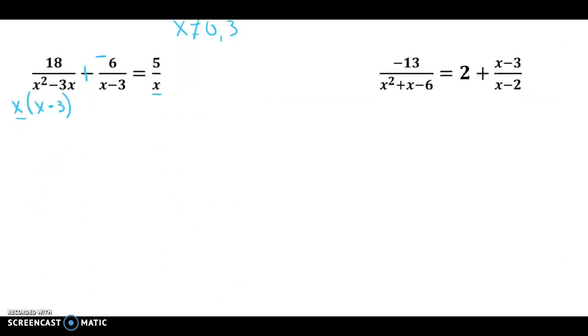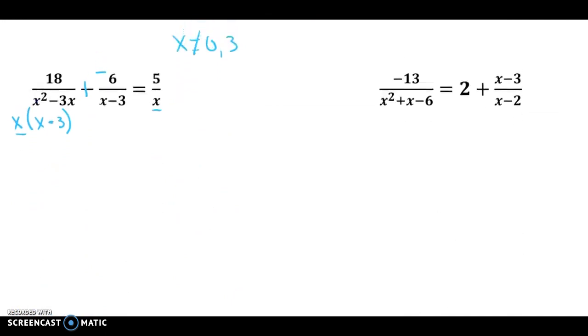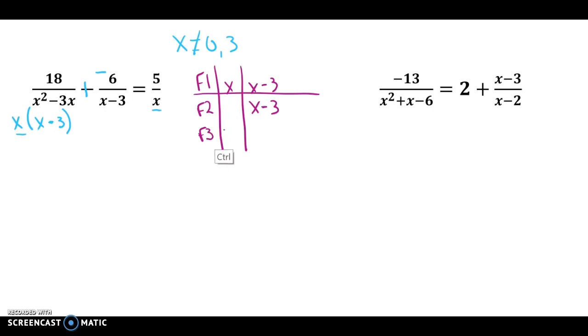Again, if you don't see it, you can always make that fraction table. I'm going to write this down, but I will be erasing it in just a moment. So here I have 3 fractions. I have fraction 1, and I would put x and x minus 3. And then my second fraction, its x minus 3 would join this x minus 3. And then in my third fraction, the x would join this x. And then when you bring everything down, this is your least common denominator.